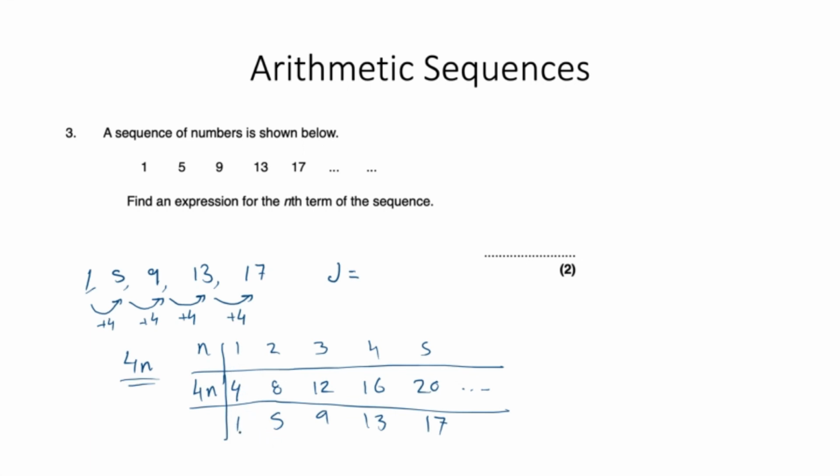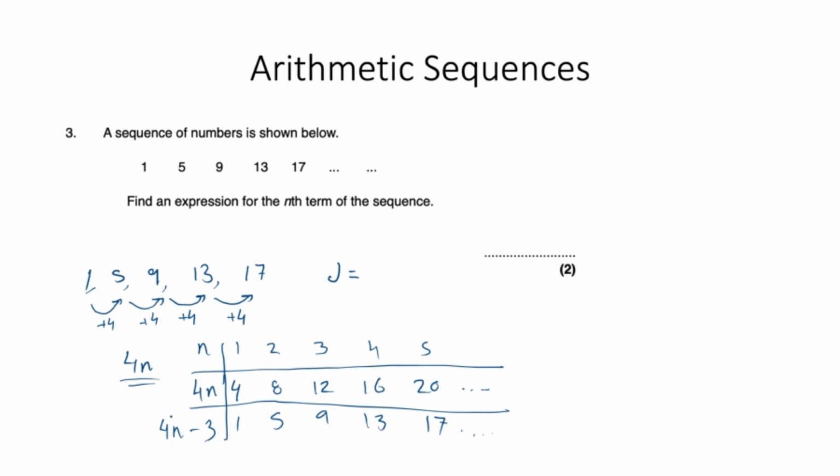So 4 minus 3 will give you 1. 8 minus 3 will give you 5. 12 minus 3 will give you 9, and 16 minus 3 will give you 13, and so on. Okay, so the difference between these two sequences is that there's a difference of 3. So in order to convert this sequence 4n into 1, 5, 9, 13, 17 and so on, you would subtract 3, so you'll get 4n minus 3.